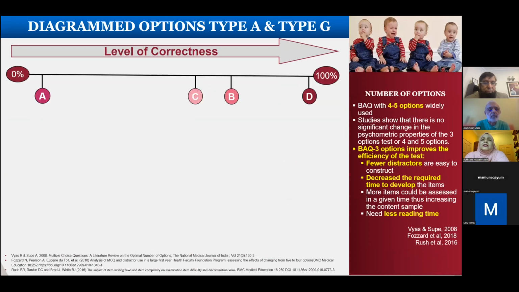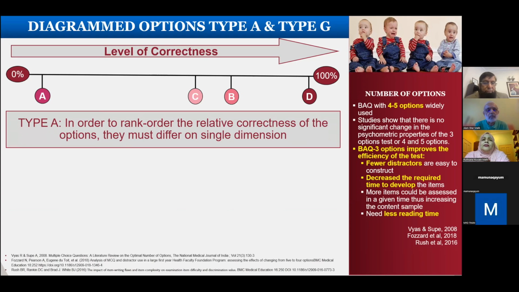If we diagram these questions on the level of their correctness, from 0 to 100%, normally we don't allow a 0% correct answer, which is absolutely false. But sometimes when you want to test a very important content and we don't have enough options, then we can use this once in a while. However, now there is a good debate that instead of having 4 or 5 options, which is the standard, we can use 3 options instead of bringing in a totally false option in the question.